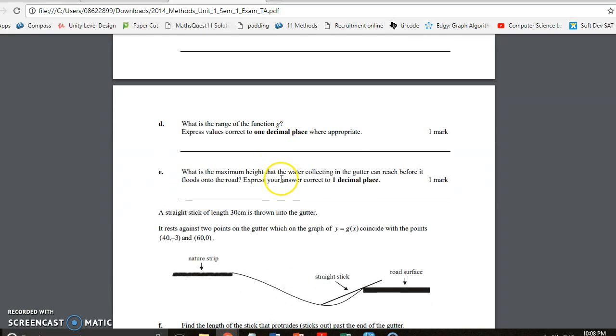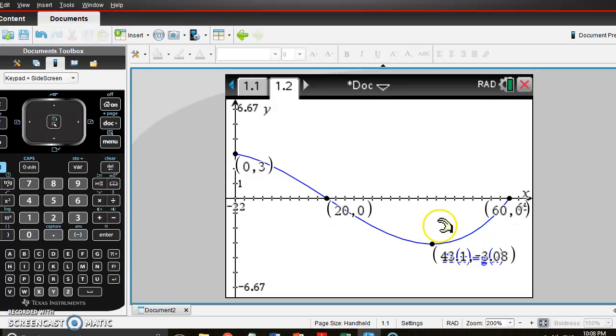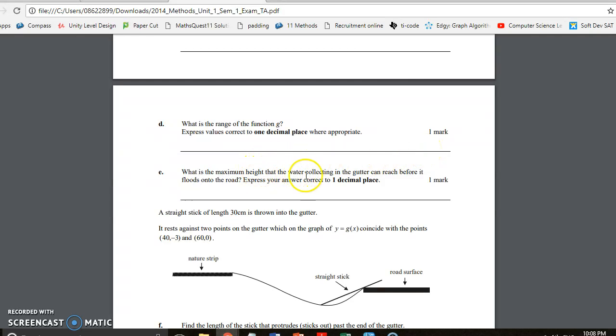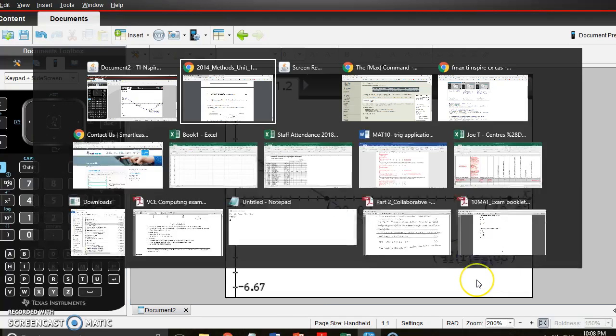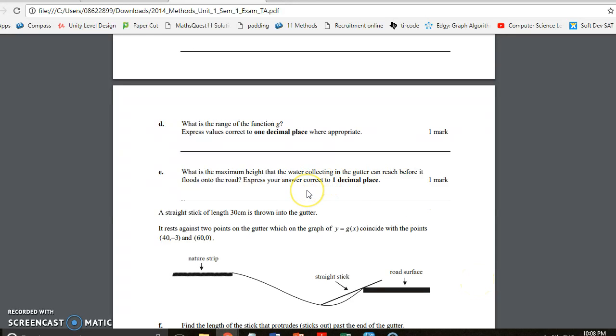What is the maximum height that the water collecting in the gutter can reach before it floods onto the road? So that's the road surface. What's the maximum height? That would be this value here. It's a bit weird, doesn't seem right, but that would be 3.1 centimeters. Okay, that didn't seem about right, but that'll do.